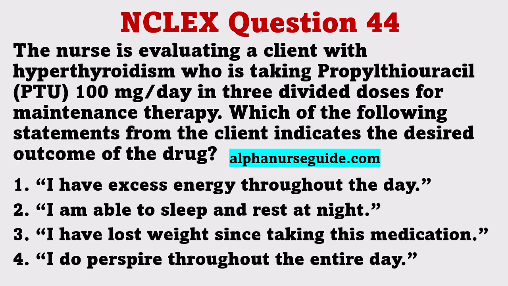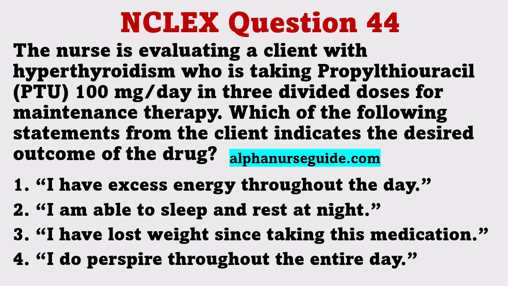The nurse is evaluating a client with hyperthyroidism who is taking propylthiouracil 100 milligrams per day in 3 divided doses for maintenance therapy. Which of the following statements from the client indicates the desired outcome of the drug? 1. I have excess energy throughout the day. 2. I am able to sleep and rest at night. 3. I have lost weight since taking this medication. 4. I do perspire throughout the entire day.